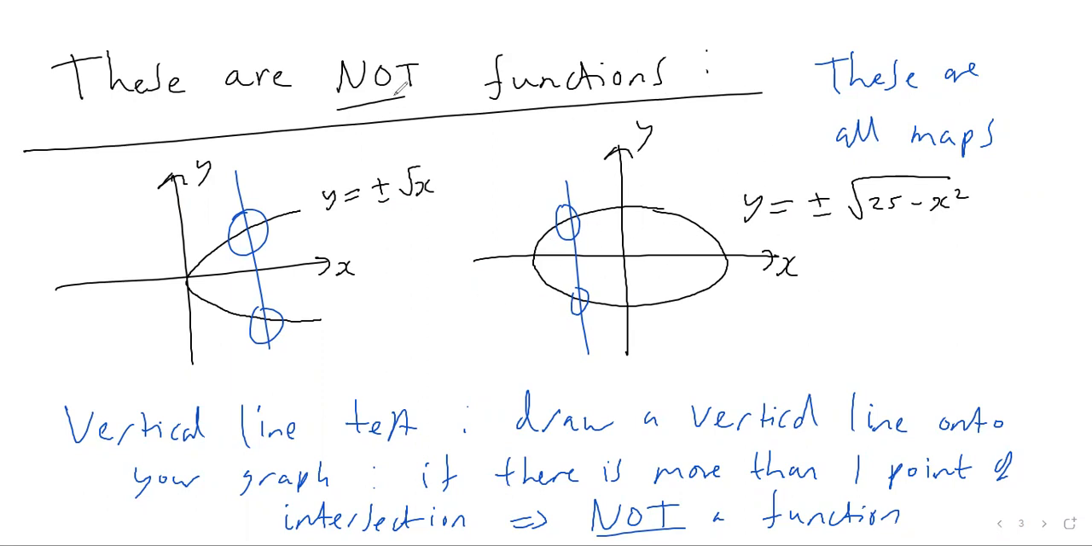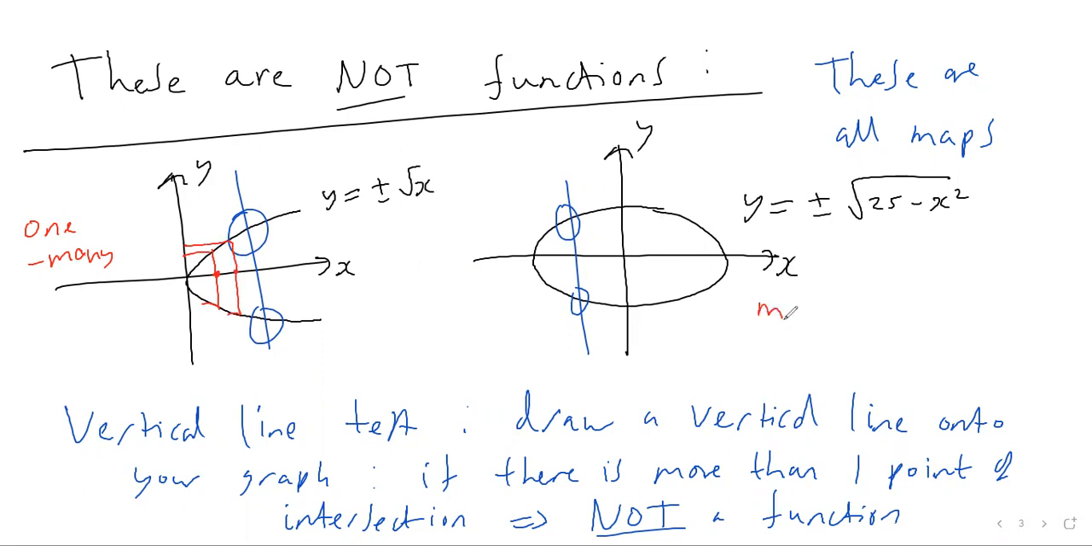Again, this is not a function. In fact, the first one here, this first mapping, is called a one-to-many mapping. This is a one-to-many because one input is giving you multiple outputs. So one input, multiple outputs.